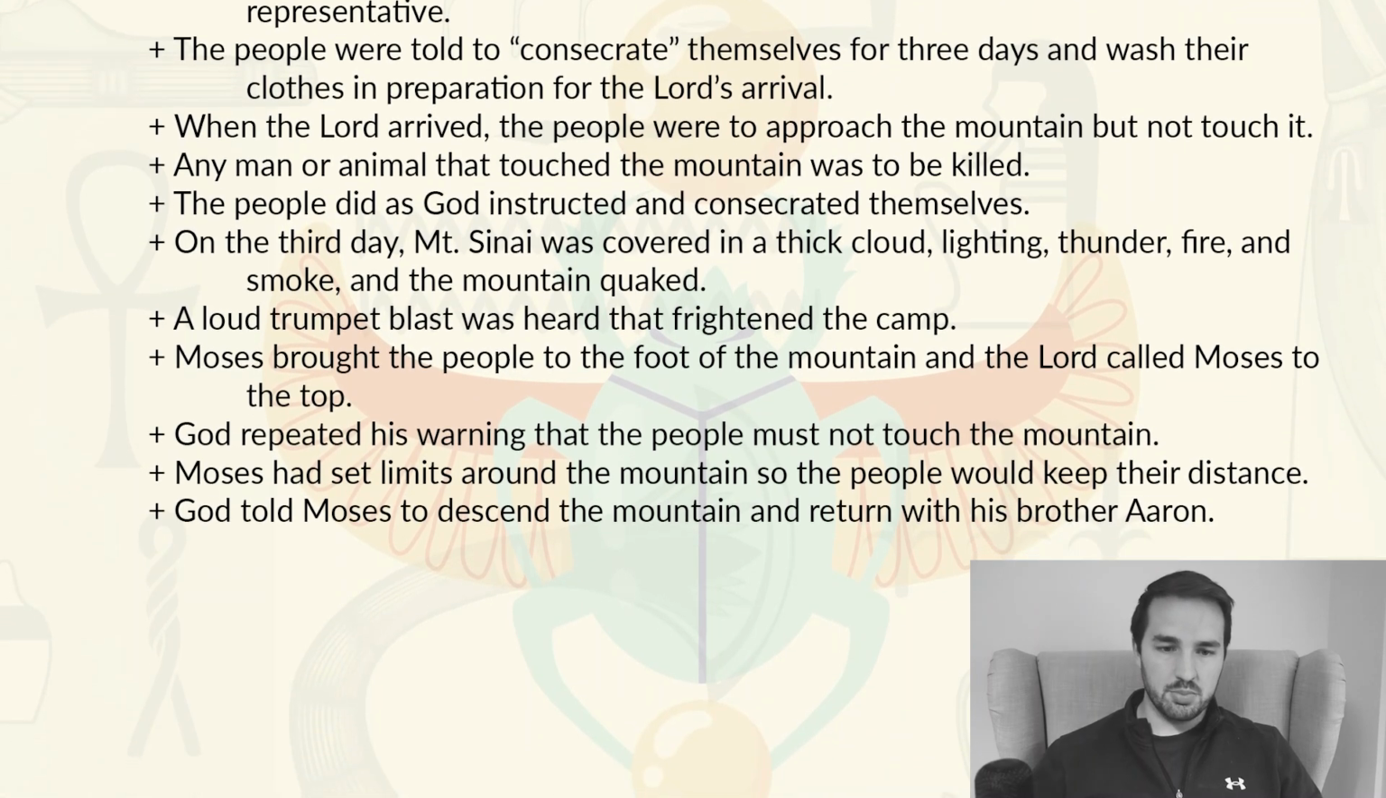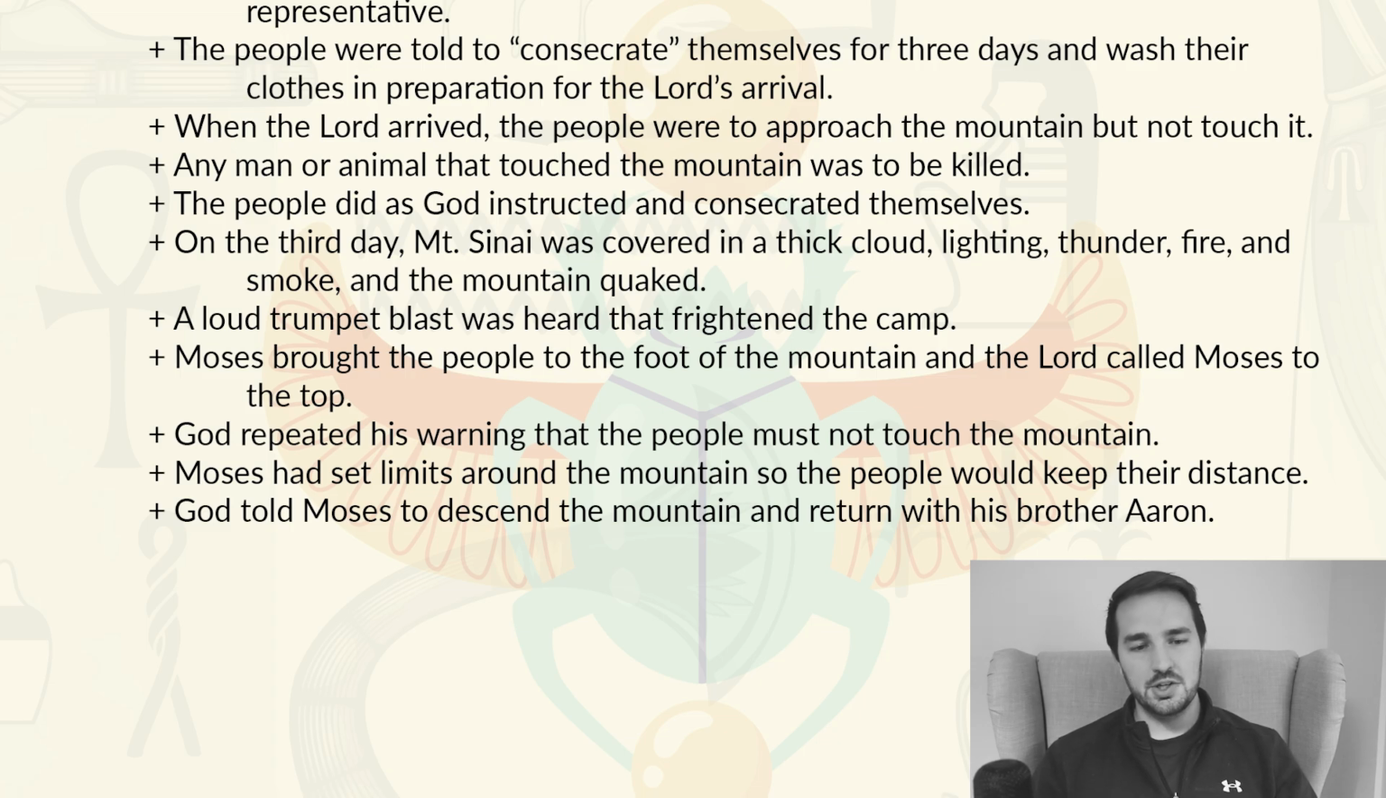Moses, as he was instructed, brought the people to the foot of the mountain, and the Lord called Moses up to the top. God repeated his warning that no man, no animal was supposed to touch the mountain. Moses said that he had set limits around the mountain so that the people would keep the required distance. At the end of this chapter, God told Moses to go down the mountain and then come back up again, but this time to bring his brother Aaron. That's where chapter 19 leaves off. We'll talk more about Moses and Aaron on the mountain in the upcoming chapters.